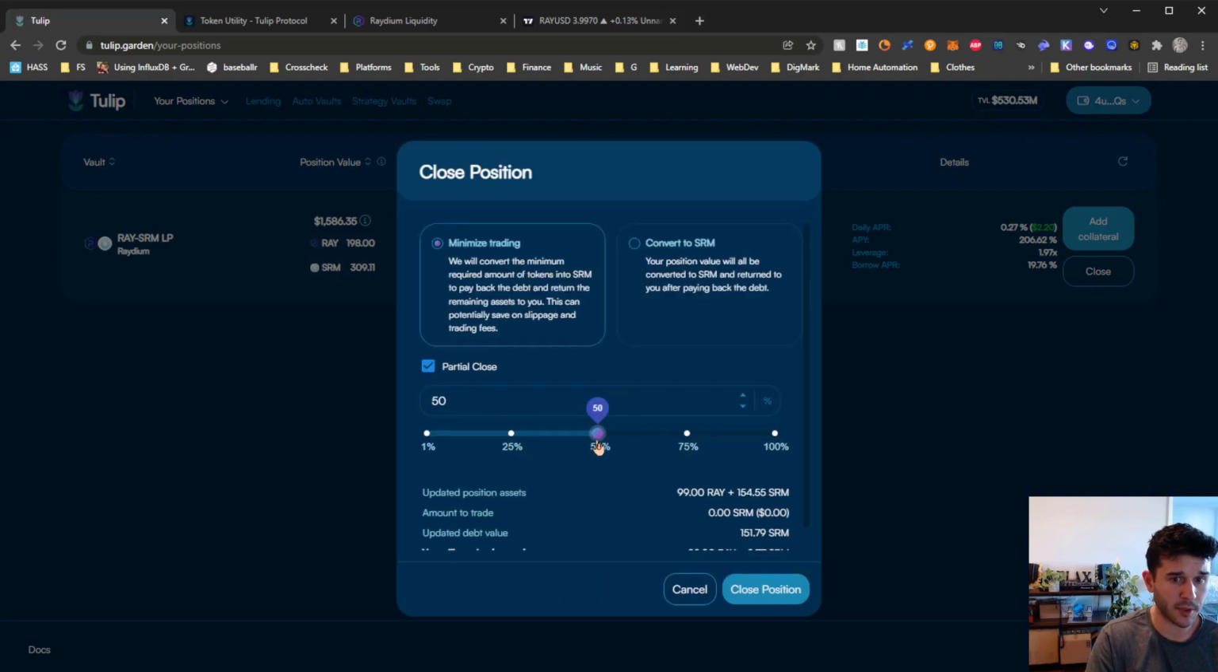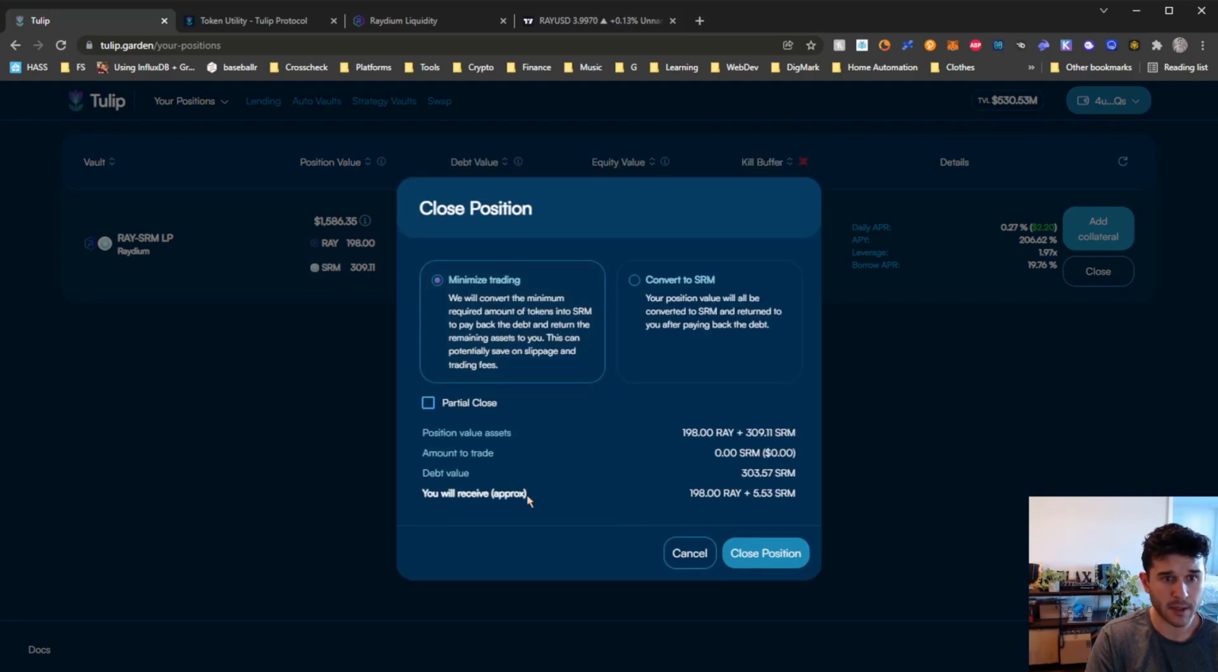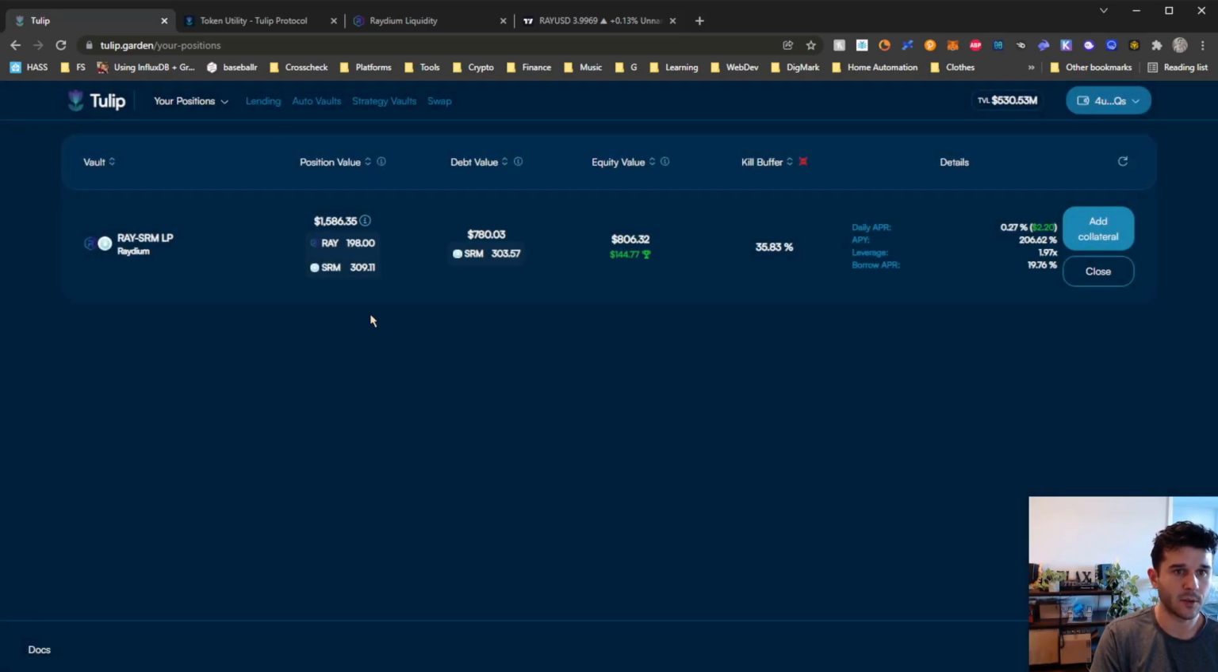I can do a partial close if I only want to close a little piece of it. And then I have the option to either minimize trading, which is going to pay back my debt and then just give me the remaining tokens from both sides, or I can convert to just Serum, which will sell the Radium tokens for Serum and just deposit Serum into my wallet. So a couple options there, which is cool.